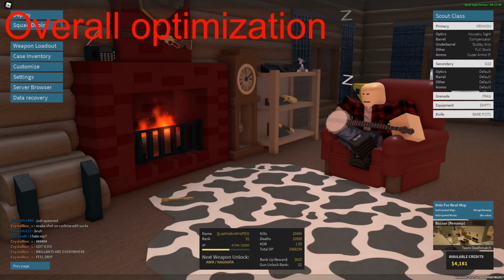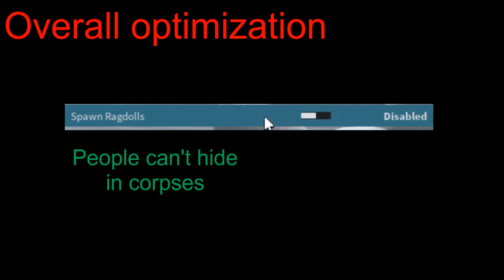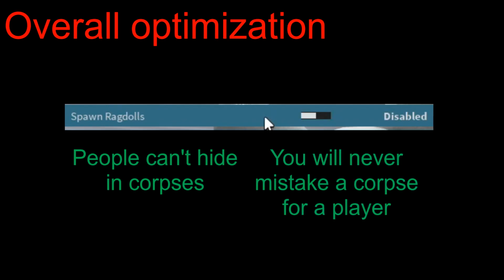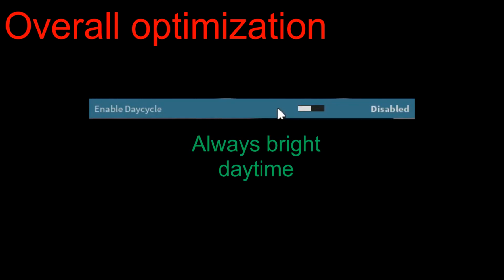And whilst we're on the topic of optimization and settings, you can also make your Phantom Forces experience better by changing these three things. First off, toggle ragdolls off. It makes it so that people can't hide in dead bodies, or that you don't confuse a corpse for a living player. Second, turn day cycle off. It's always going to be day now, which makes the game a lot more playable because it's a lot more bright. And lastly, turn up your field of view.